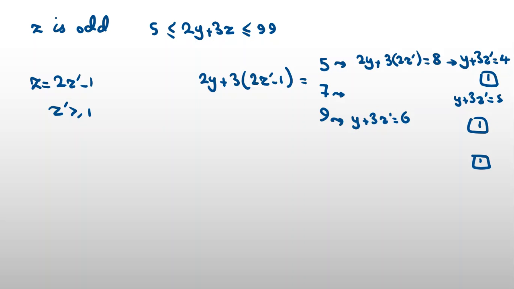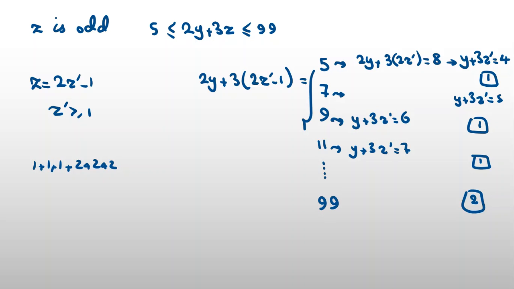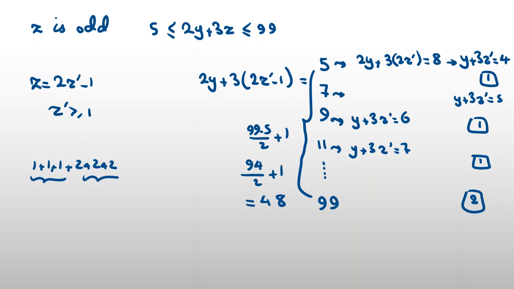Now, look again, the next one. Because now if you consider 11, y plus 3z prime is 7. And because y is at least 1, we have 2 answers. So it will be 1 again plus 1 plus 1, 2 plus 2 plus 2. So we go up to what number? The last number we can get is 99. So how many answers do we have? 99 minus 5 over 2 plus 1. 99 minus 5 is 94, over 2 plus 1, 47 plus 1, 48. So we have 1, 1, 1, 2, 2, 2.